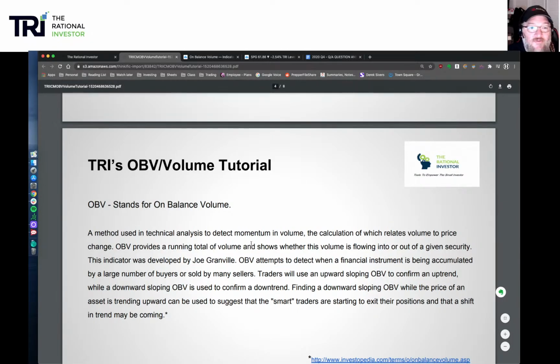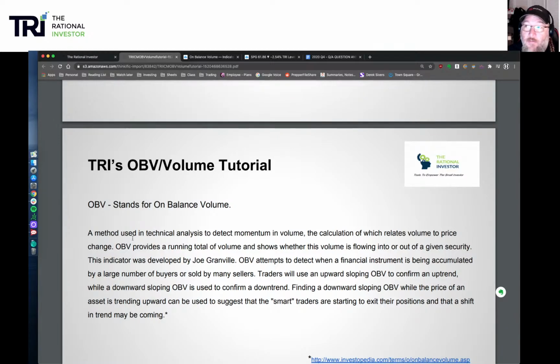So OBV stands for on balance volume, and it's a method used to detect momentum in volume. The calculation relates to the price change itself. The OBV is derived from the volume information as well as the price change information. The OBV provides a running total of volume and shows whether this volume is flowing into or out of a given security.